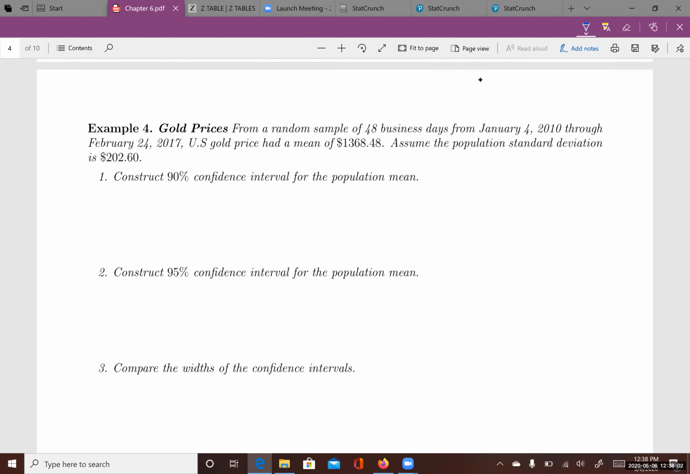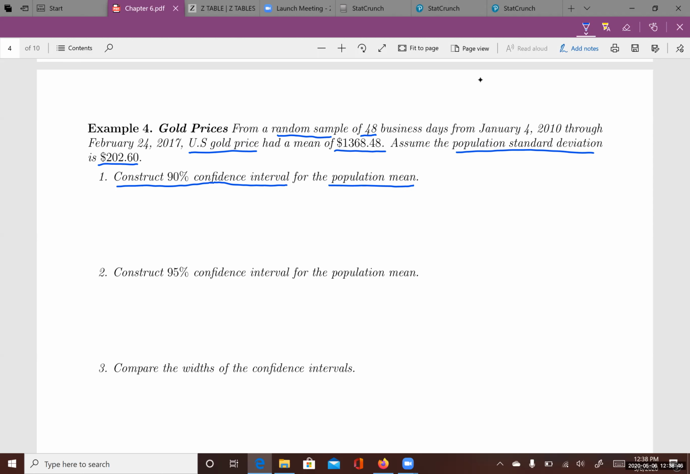All right, let's do another example. Gold prices. From a random sample of 48 business days from January 4th, 2010 through February 24th, 2017, the US gold price had a mean of $1,368.48. Assume the population standard deviation is $202.60. Construct a 90% confidence interval for the population mean.